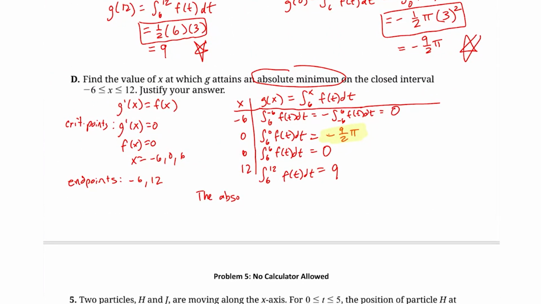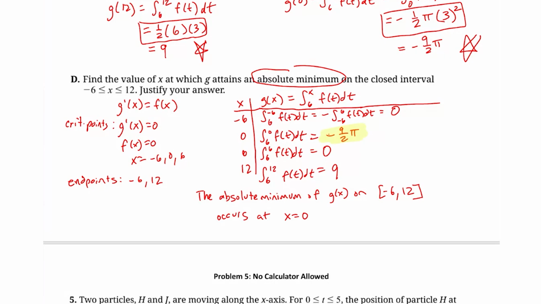All right, that looks a little better. The absolute minimum of g of x on the interval -6 to 12 occurs at x equals 0.